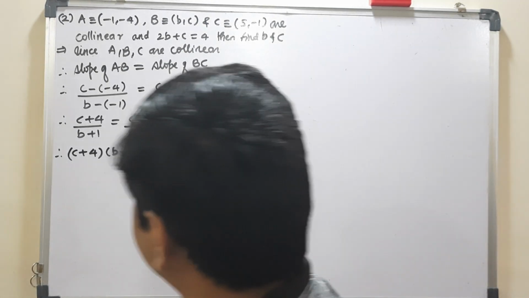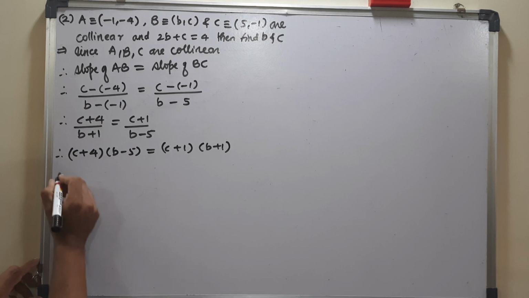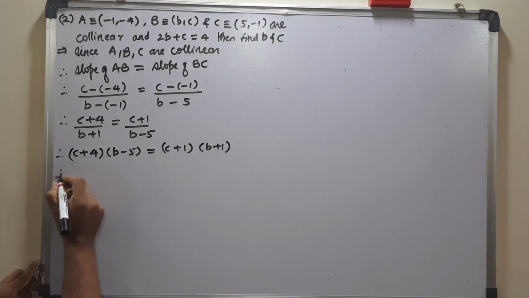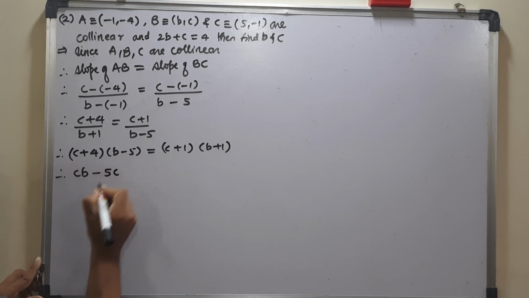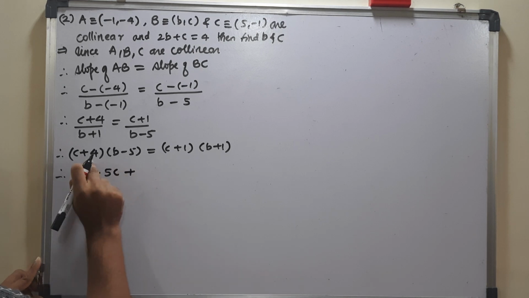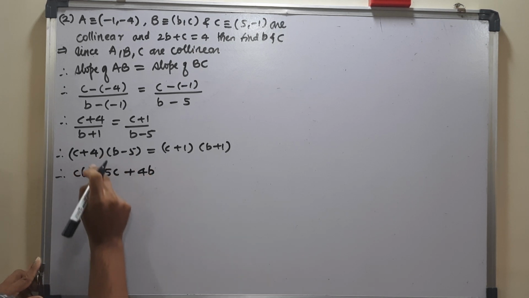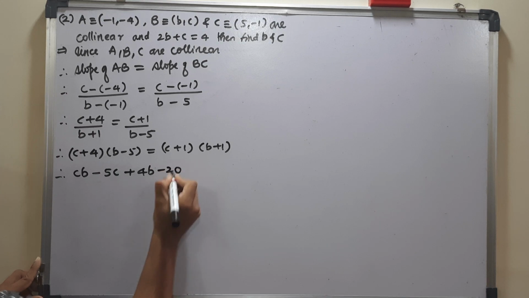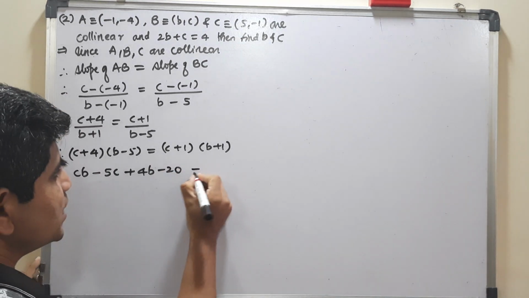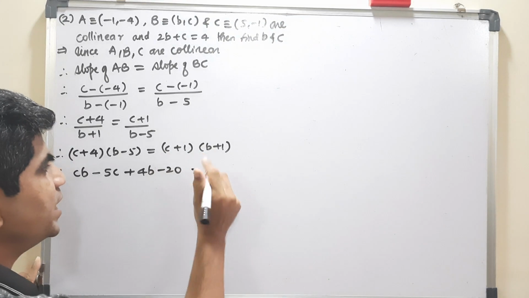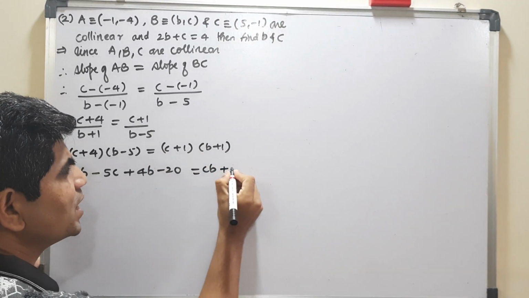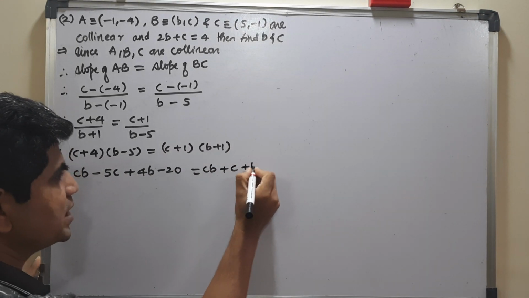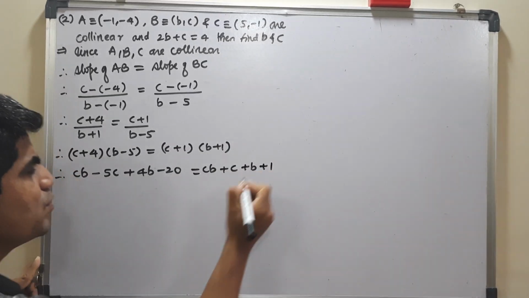Okay. So here, when I multiply, this C multiplies to B, so it will become CB minus C into 5, that is minus 5C, plus 4 into B, that is 4B, and 4 into 5, that is minus 20. Same story here. C into B is CB, C into 1 is C, plus 1 into B is B, and plus 1 into 1 is 1.